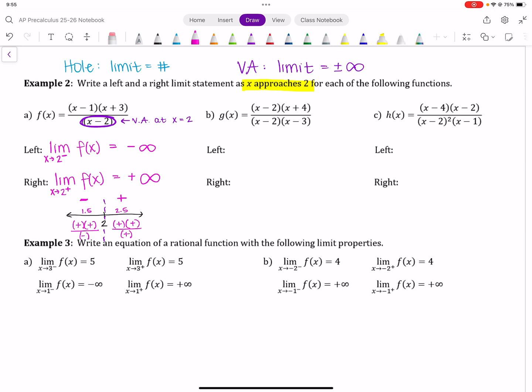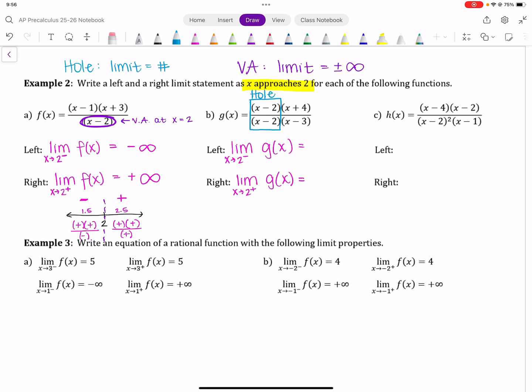So next, part B. Remember, we're still looking at our limits as x approaches 2 from the left, and the limit as x approaches 2 from the right. In this case, our function is g of x. So we want to see what is happening at 2. And because we can see x minus 2 in our numerator and denominator, and only 1 in both, we have a hole.